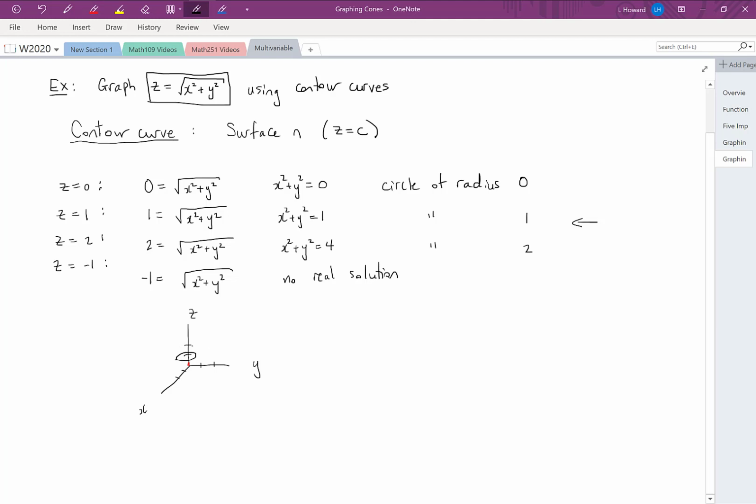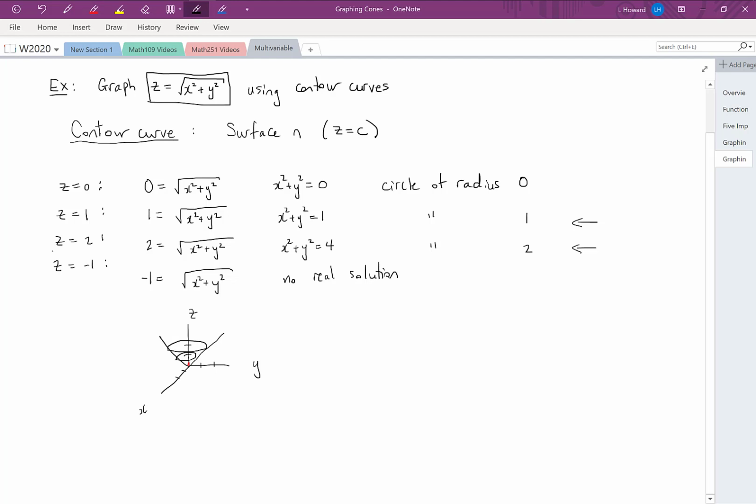So say at z equal 2, what are we getting? We said we're getting a circle of radius 2. So let's draw that in our picture. Z equal 2, circle of radius 2. So you can imagine what's going to happen here as we look at various z levels. We're going to be producing circles of a corresponding radius.